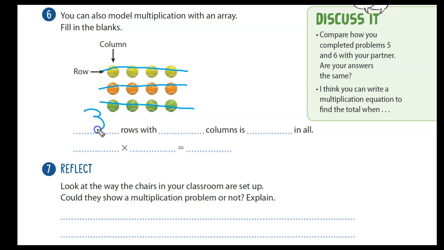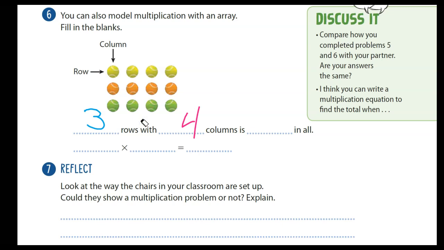3. Columns are the ones that go vertical, up and down like this. How many columns do I have? 4. Okay. So when I have 3 rows with 4 columns, how many tennis balls is that all together? 7. 12. Okay, wait. 7?